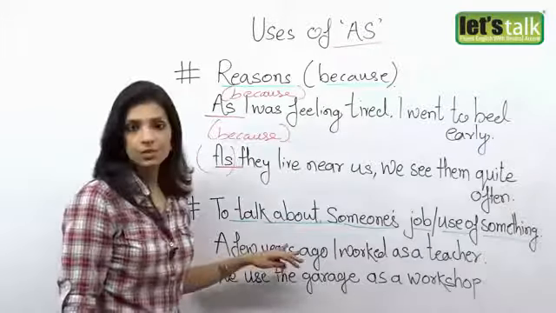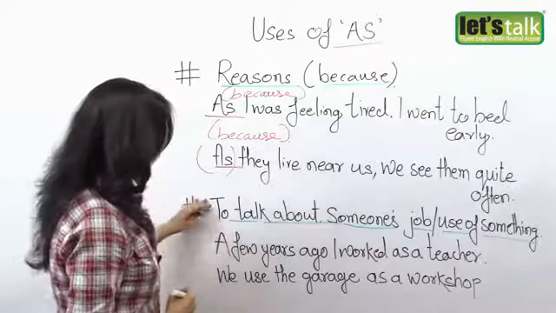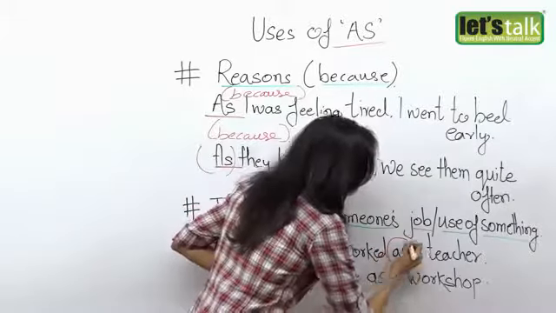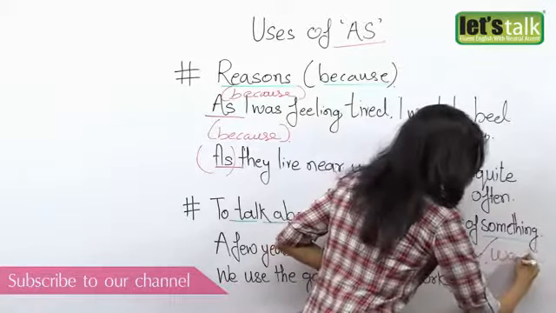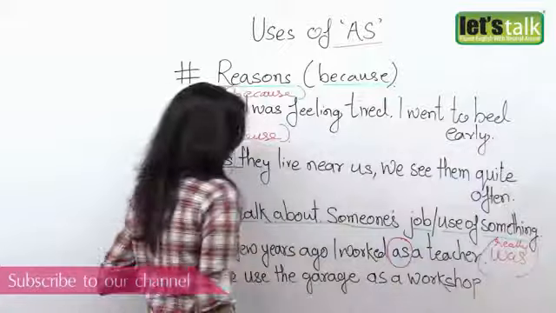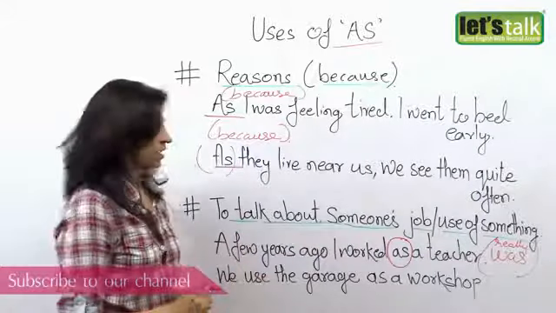Now we use "as" when you talk about someone's job or when you want to say how something is used. For example, a few years ago, I worked as a teacher. That means I was a teacher a few years ago. Okay. For example, your friend works as a manager in a company.